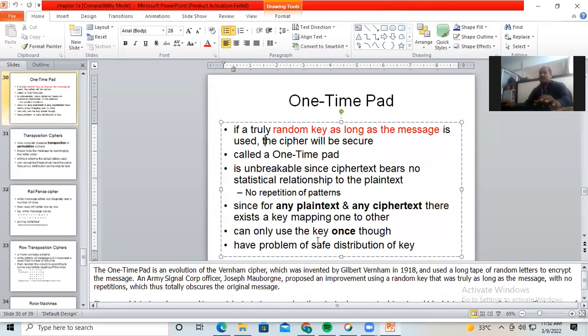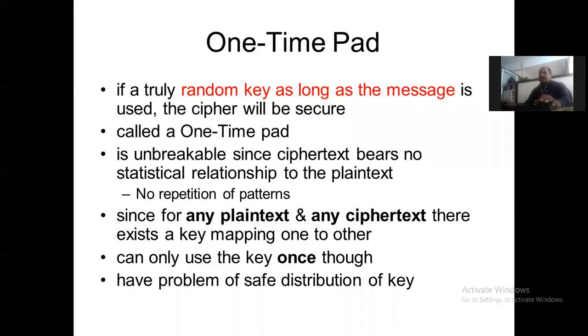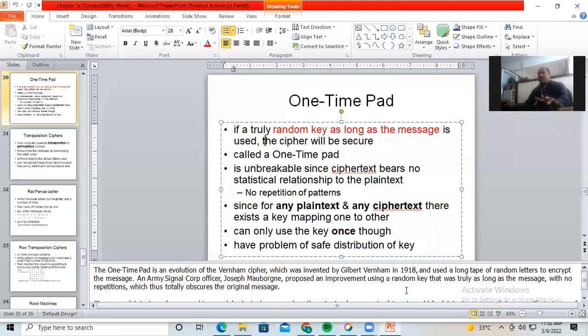Here you can see once again. The one-time pad is nothing but, if a truly random key, as long as the message, is used, the cipher will be secure. And it is called a one-time pad. And it is unbreakable since ciphertext bears no statistical relationship to the plain text. So there is no question of repetition of patterns. And since for any plain text and any ciphertext there exists a key mapping one to the other, and it can only use the key once, though there is a problem of safe distribution of the key here. Okay. So this is about the one-time pad.